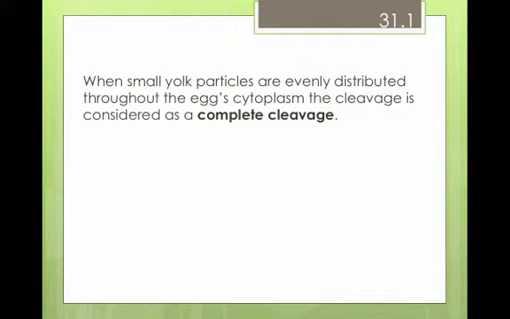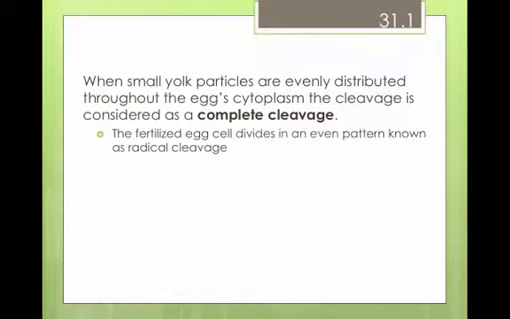On the other hand, there's also complete cleavage. When small yolk particles are evenly distributed throughout the egg cytoplasm, this cleavage is considered a complete cleavage. So fertilized egg cells divide in an even pattern, which is known as radial cleavage. Radial cleavage is a type of complete cleavage.